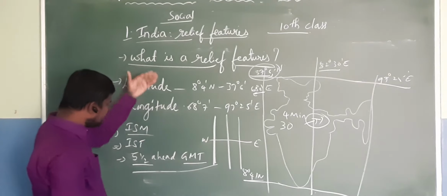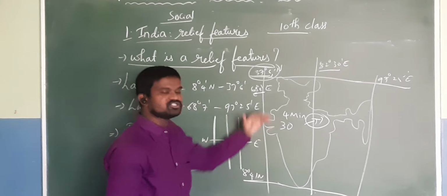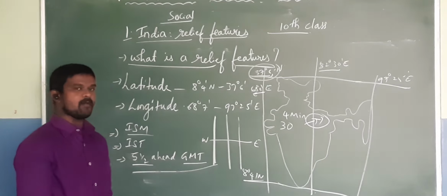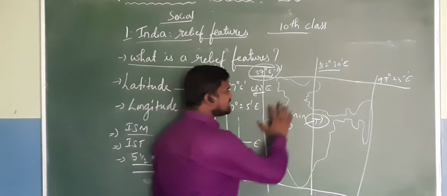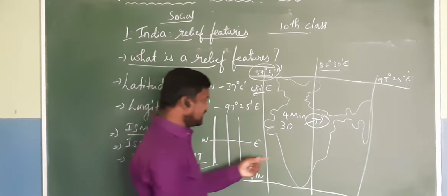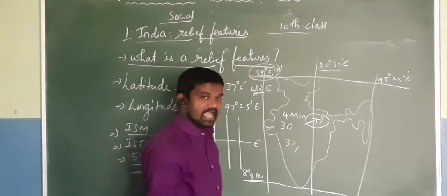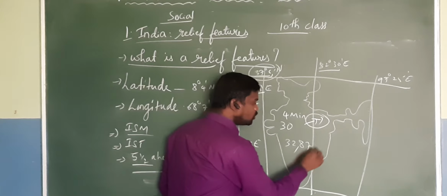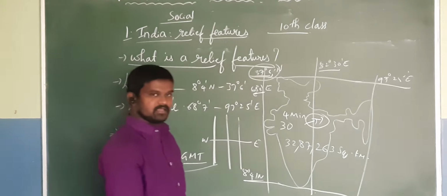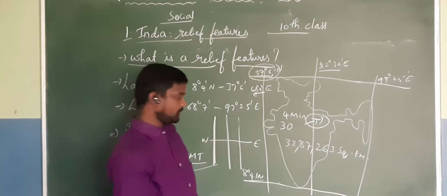So this is the location of our country, situated in the latitudes and longitudes. Next we discuss the size and measurement of our country. The total area of our country is 32 lakh 87,263 square kilometers. India stands as the seventh largest country in the world.